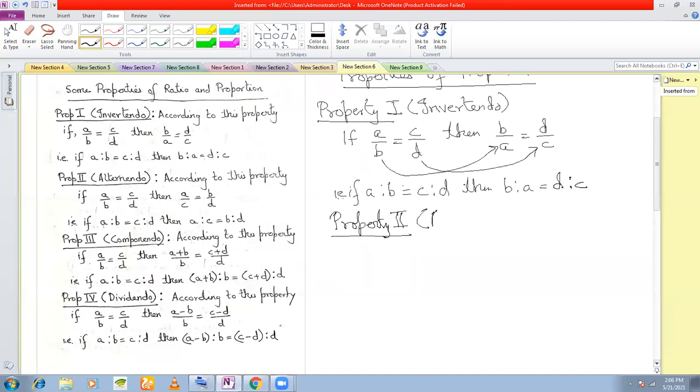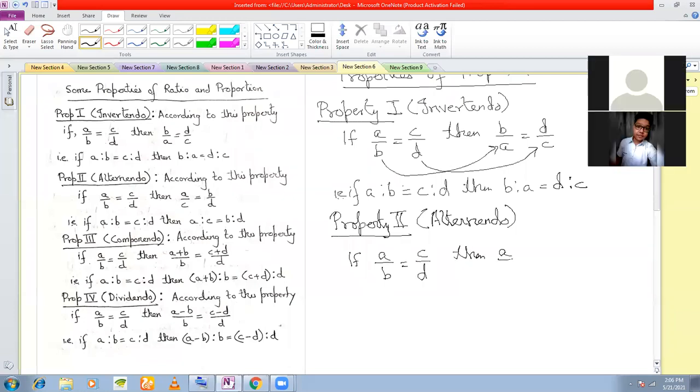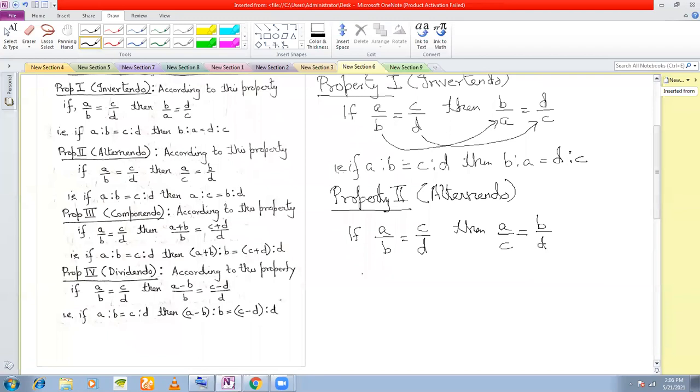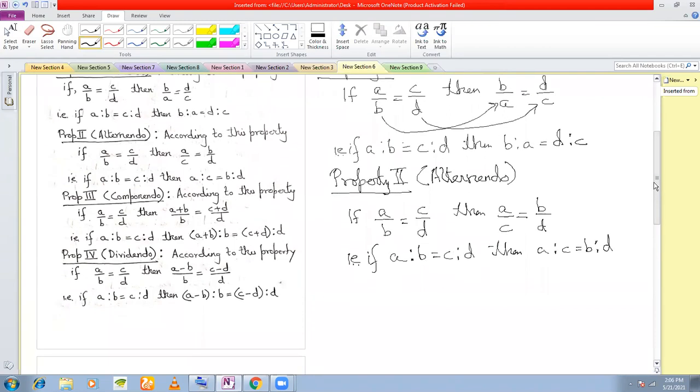Property 2 is called alternando. In this property, if a proportion is given to you, A is to B is equal to C is to D, then you can write A is to C is equal to B is to D. This is called alternando. You want to write this in ratio notation. If A is to B is equal to C is to D, then A is to C must be equal to B is to D. That is what this property states. Okay. And we'll do one sum based on these two properties, then we'll move on to the next property.